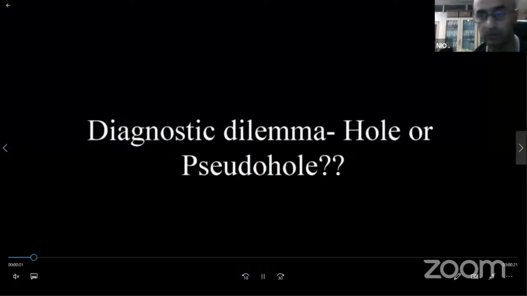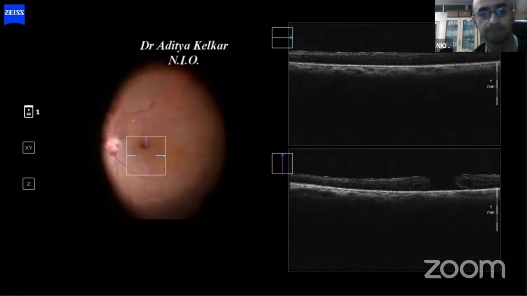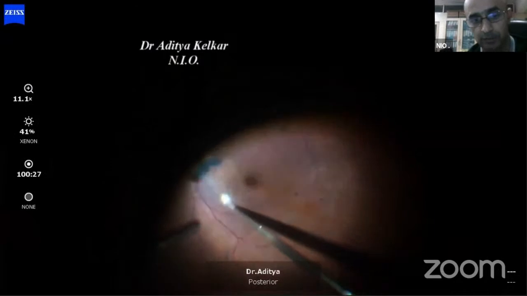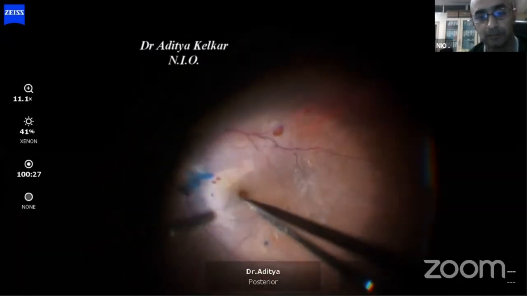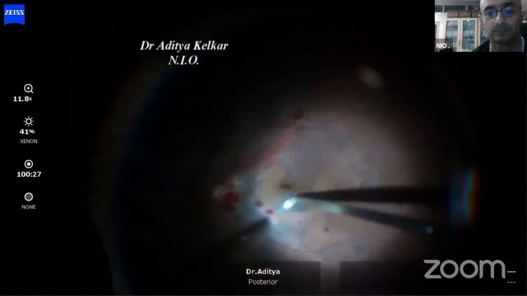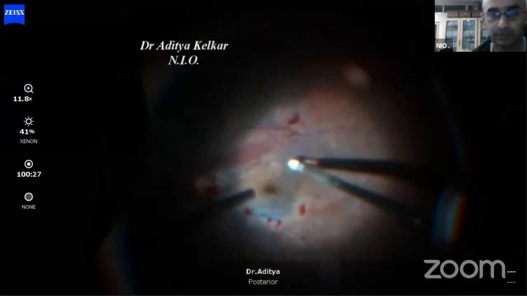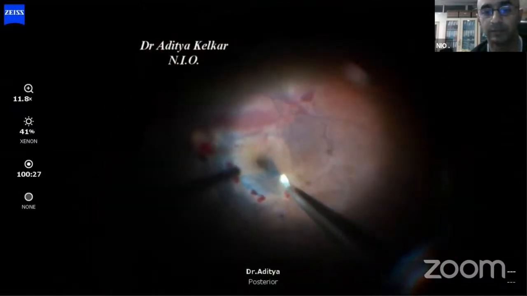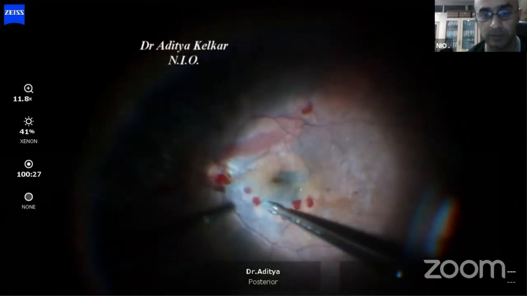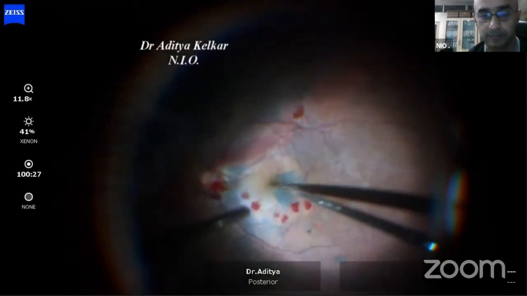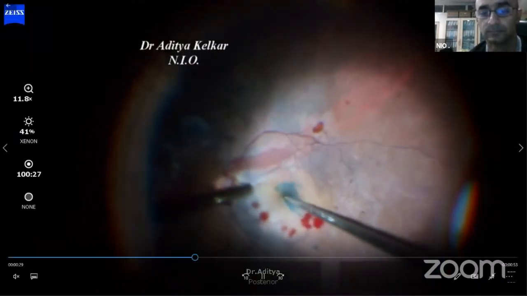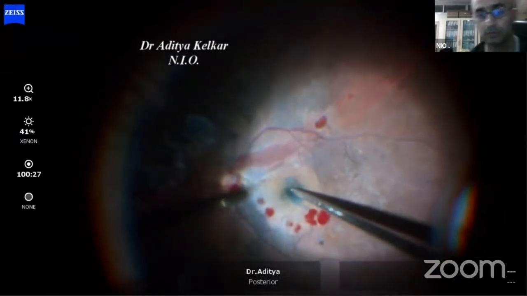Next surgery is about a macular hole. After a fluid exchange and ILM peeling, this patient also had epiretinal membrane. So the epiretinal membrane is removed and I'm peeling the internal limiting membrane and trying to make an inverted flap because the size of the hole is bigger in this case. So I position it over the macular hole.